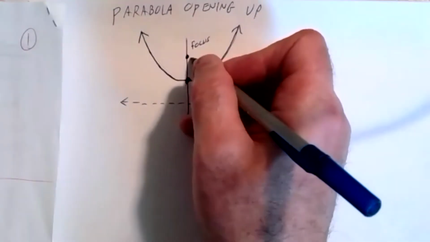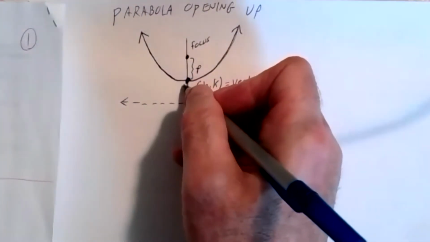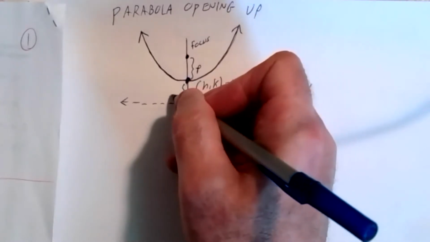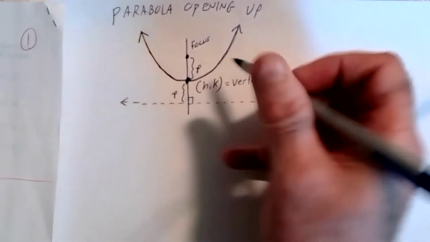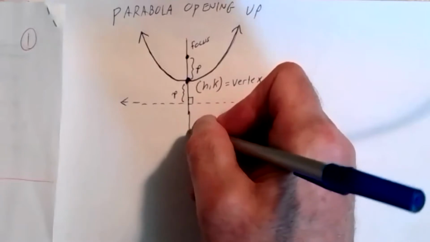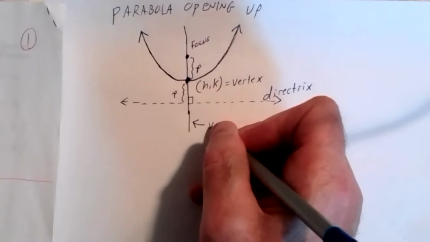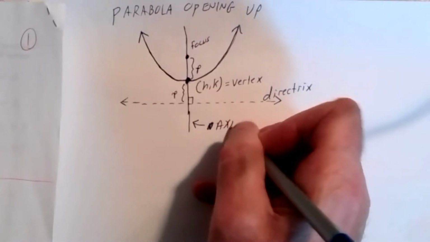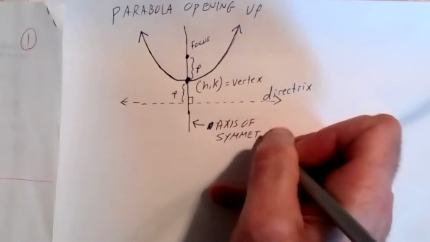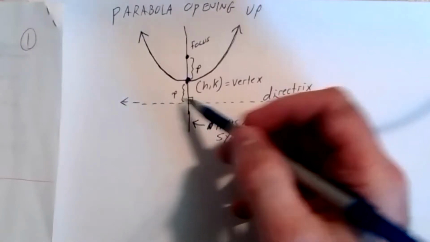Now, the distance between the focal point and the vertex point is that number P. That's also the distance between the vertex and the directrix. This vertical line here that contains the vertex point and the focus point is called the axis of symmetry, because the graph is symmetric with respect to that vertical line. Notice the axis of symmetry is perpendicular to the directrix.